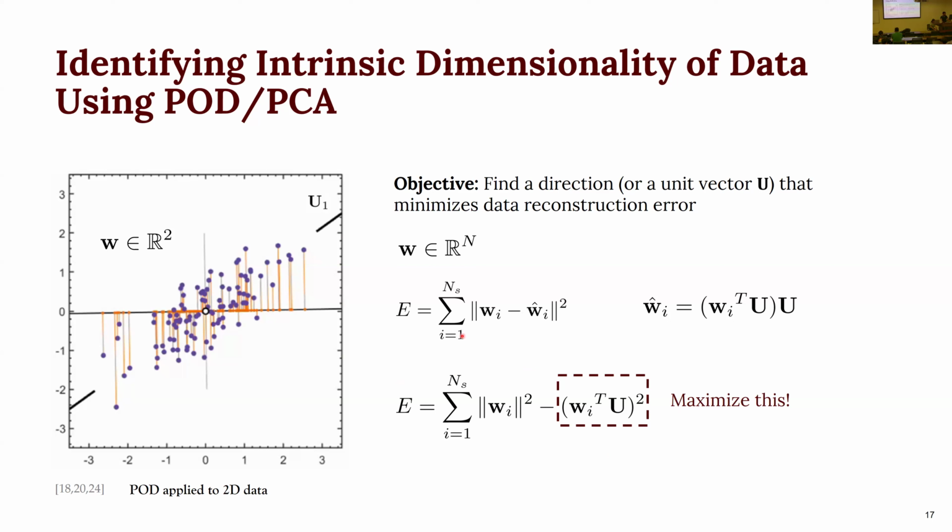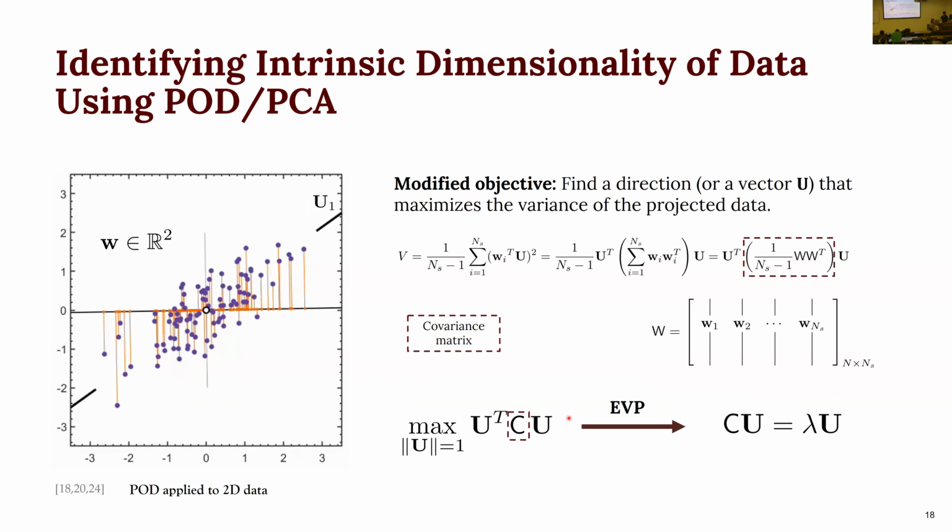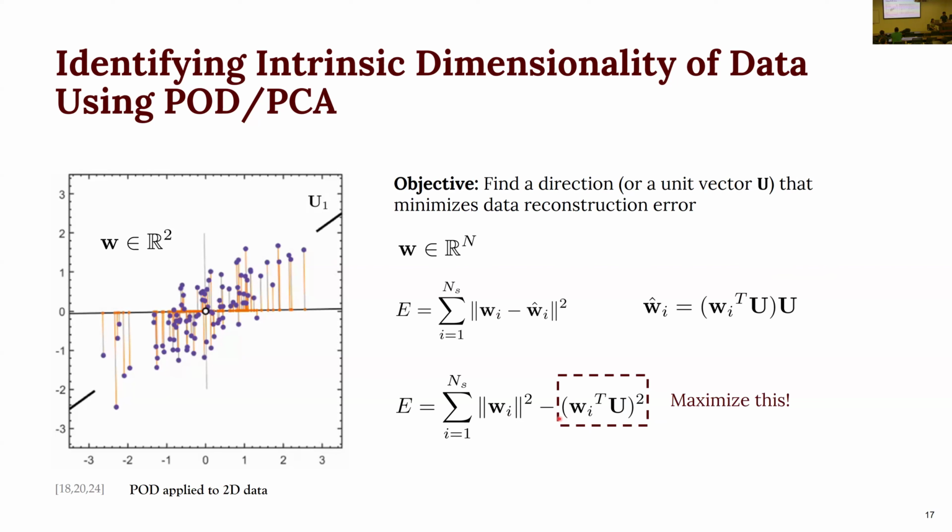But we find out that essentially, if we want to minimize E, we have to maximize this quantity on the left, because Wi is fixed. This is basically the projection length on this unit vector for these points, right? For example, the distance between the origin and this orange dot is represented by Wi transpose U. It's a scalar, right? And we want to sum over all of that. So we now have a modified objective: instead of minimizing this quantity, we want to maximize this, right?